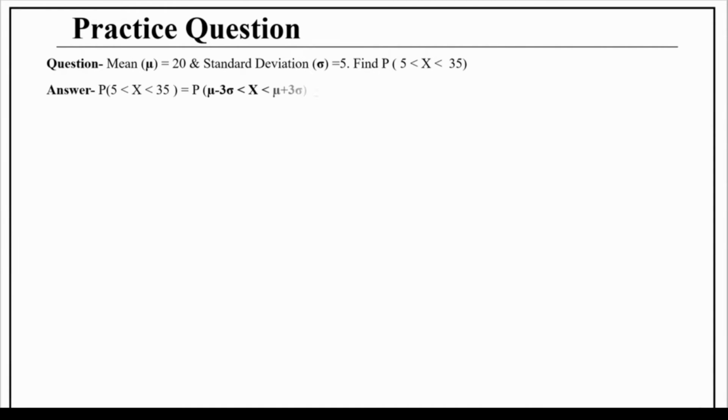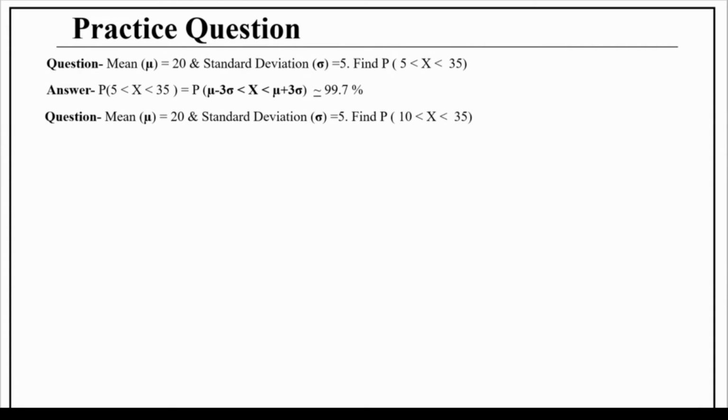Now let's solve one more question. Here the mean is 20, the standard deviation is 5, and we need to find the probability of our observed value lying in the range of 5 to 35. So here 5 can be expressed as mu minus 3 sigma and 35 can be expressed as mu plus 3 sigma. As per the 1, 2, 3 rule, the probability of an observed value in the range from mu minus 3 sigma, that is 5, to mu plus 3 sigma, that is 35, is 99.7%.